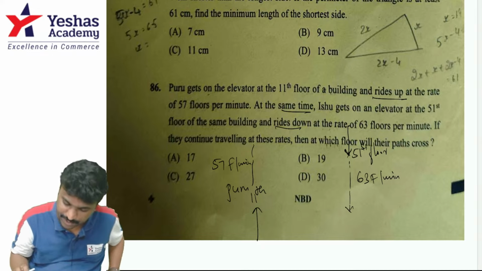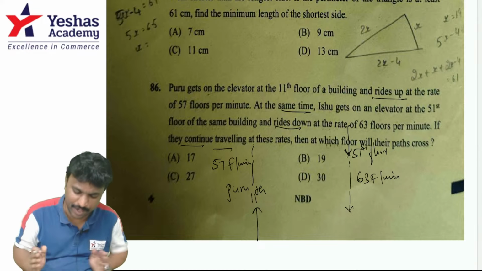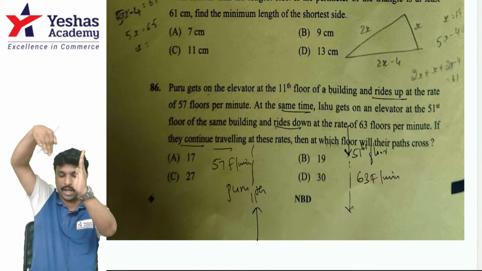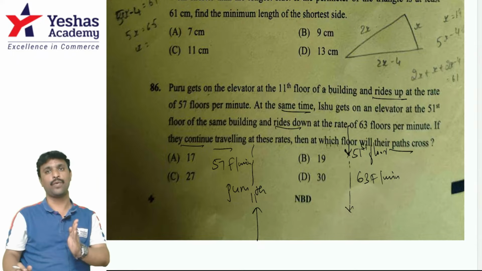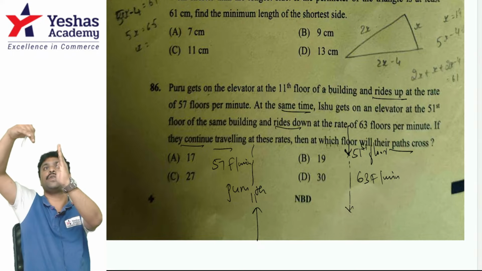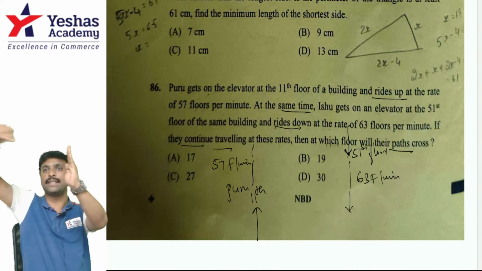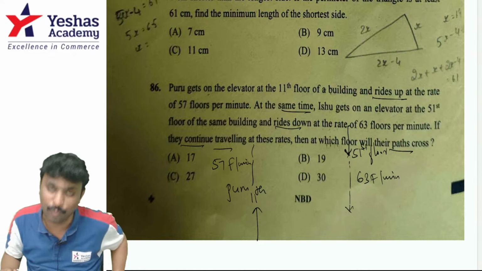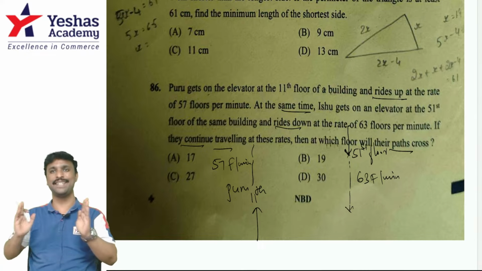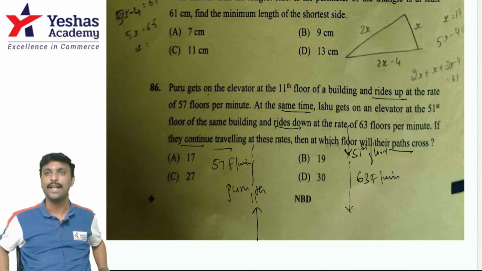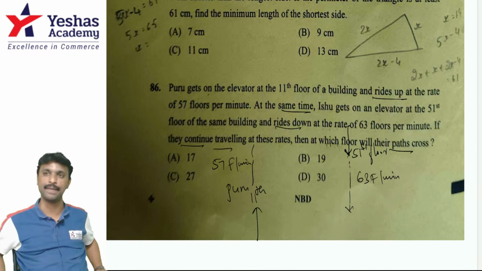Now, question is, if they continue traveling, one is going up, one is coming down, at which floor will the paths cross each other? So one is going up, one is coming down. So at some point, both will be at the same floor, right? So what is that particular floor we need to find? Don't you think at the same time only they will cross the paths? So that means time is same.